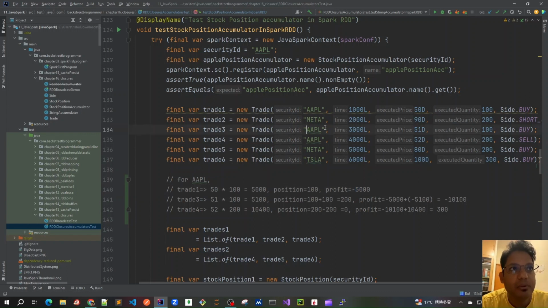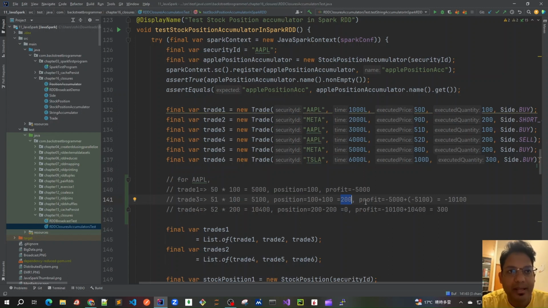Similarly for trade 3, here again the side is buy, so we are buying again. The notional for this would be 51 multiplied by 100, which is 5,100. And the position, this is what we are going to accumulate, is now 100 plus 100, which is 200. This means that currently we have bought 200 shares of Apple.